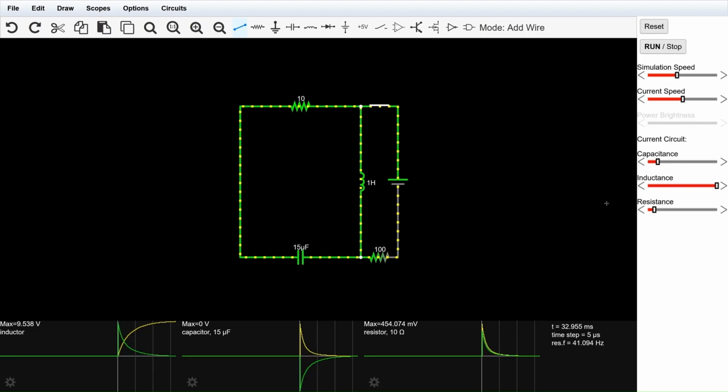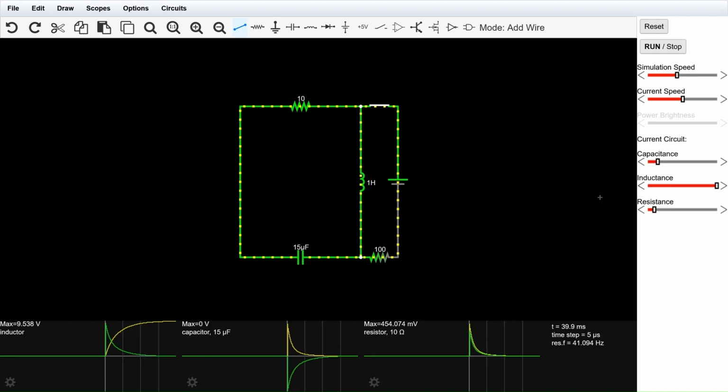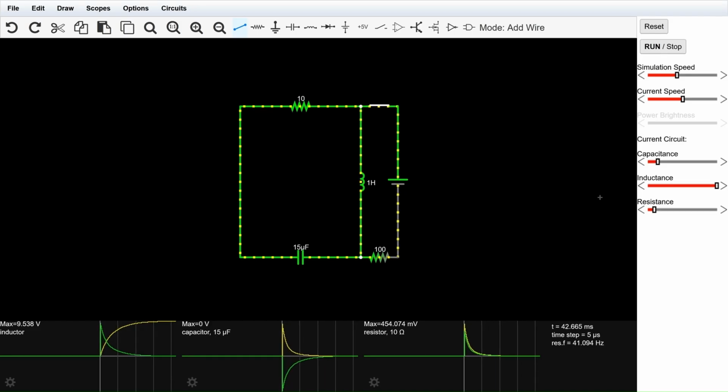When the charging process is almost complete, the inductor's voltage becomes nearly zero. Because the capacitor is connected in parallel with the inductor, its voltage also drops to 0, and at this point, it can no longer charge again. That's all.